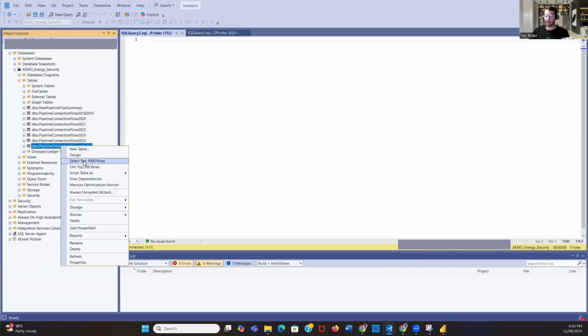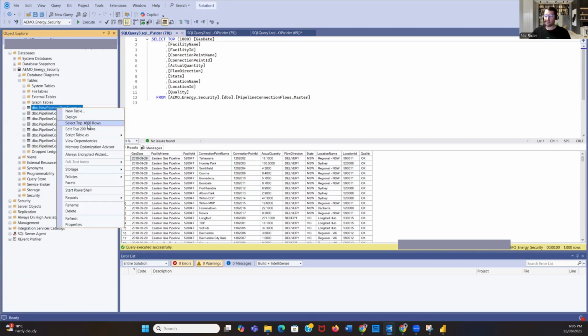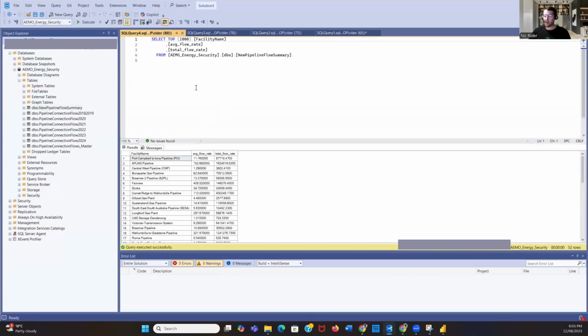I'll go select top 1000 rows here. So you can see the big one here, that's the layout of the data set. And then once I did this one here, I cut it down a little bit. And you can see here that I've just got the average flow rate and the total flow rate here. Okay.